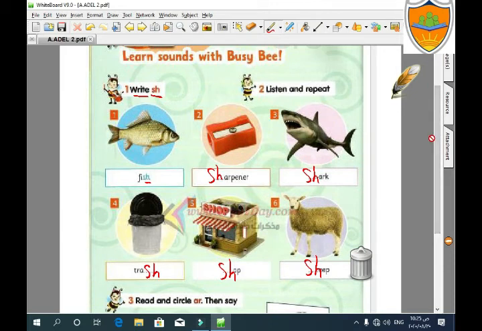Let's read it again. Repeat after me, please. Fish, sharpener, shark, trash, shop, sheep.